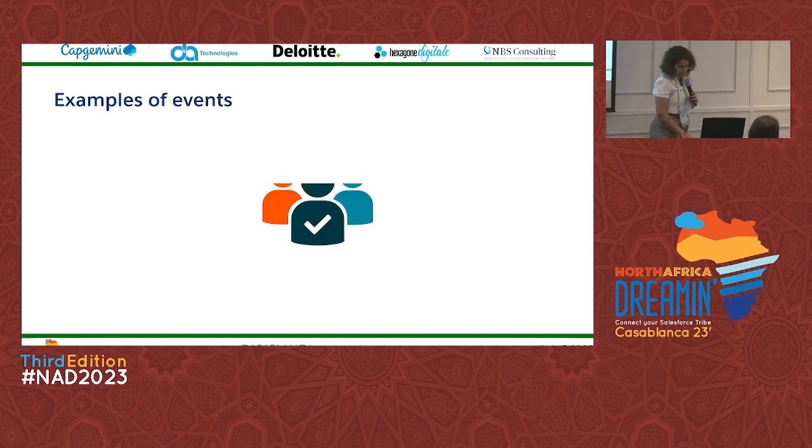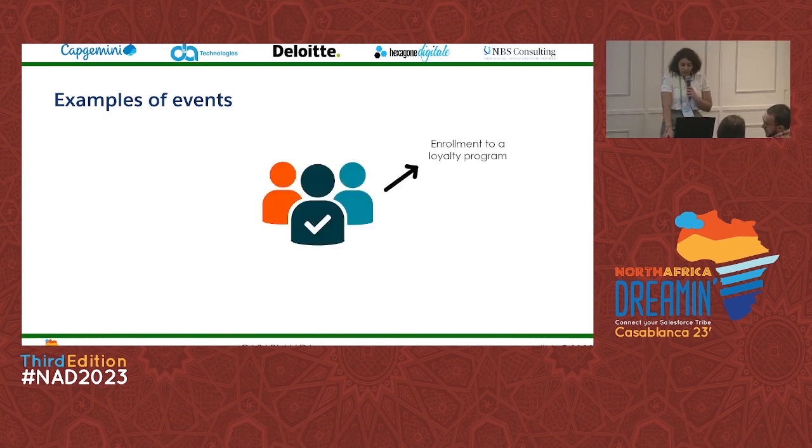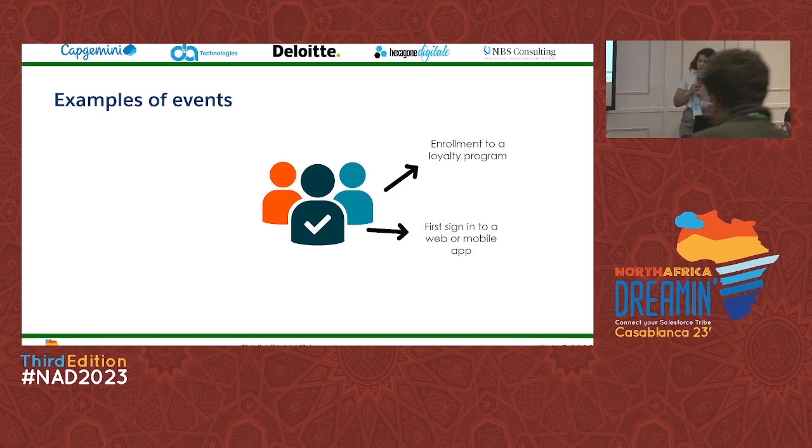So here are a few examples of events. The first one, as I said, is the enrollment to the loyalty program. We have another one here, the first sign-in to a web or mobile application. For example, let's say that a business wants to promote a mobile application. So it will reward the customer for the first login.